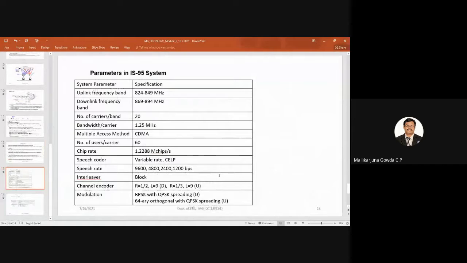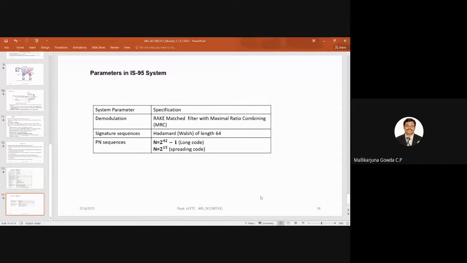This is the specification of IS-95: what the uplink frequency is, what the downlink frequency is, how many carriers are available, what the bandwidth is, the type of multiple access, the number of users, the chip rate, the type of speech coder, the speech rate, and the type of interleaving. Even in interleaving there are varieties, and here block interleaving is used. And for the channel encoder, what the rate and constraint length are. Then the type of modulation.